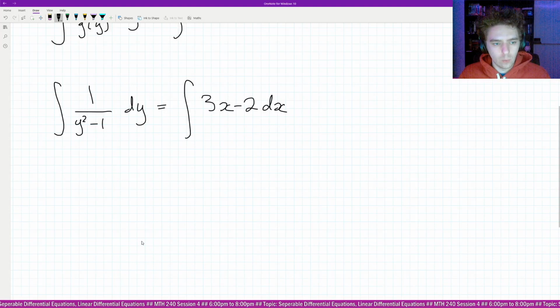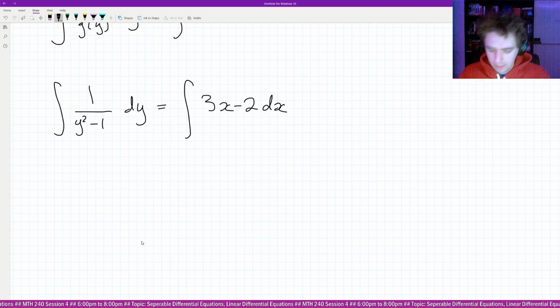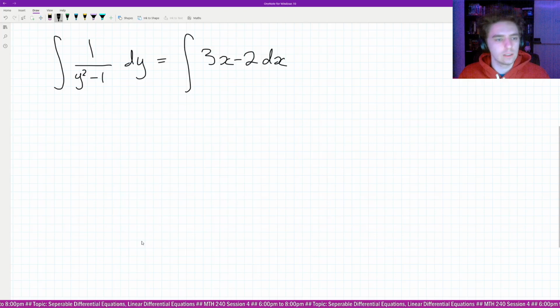Okay, y squared minus 1, that's some kind of trig one, I think. Is it? No, maybe it's not. It's not a trig one, so we have to do partial fractions on it. And then this one is not too hard to integrate. So let's look at this left one here. We have to do partial fractions on it.